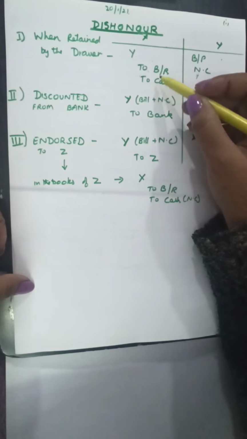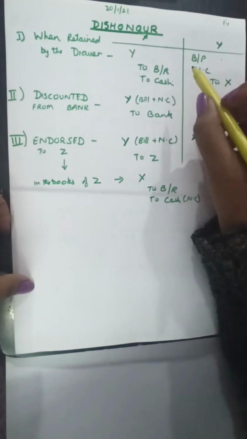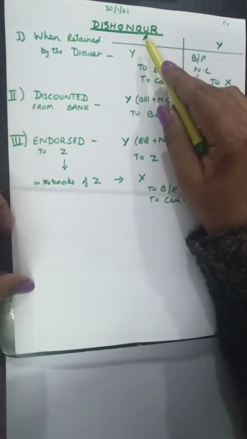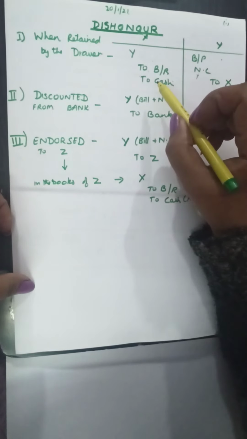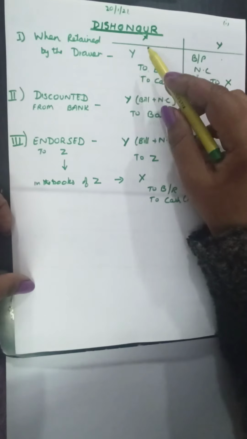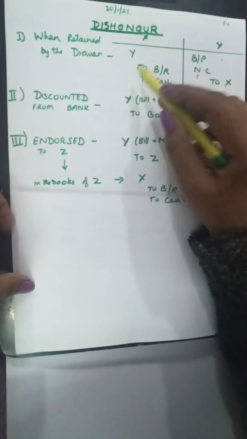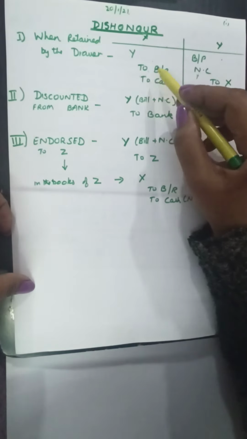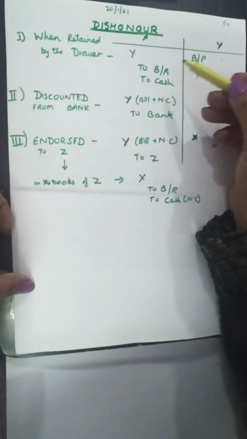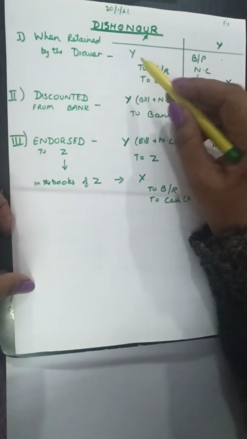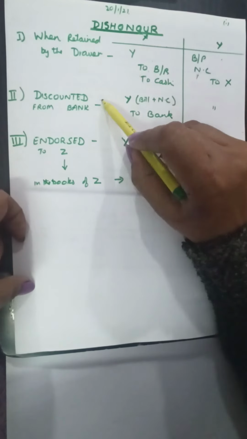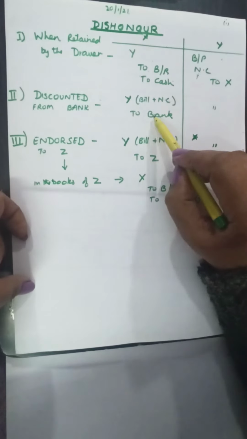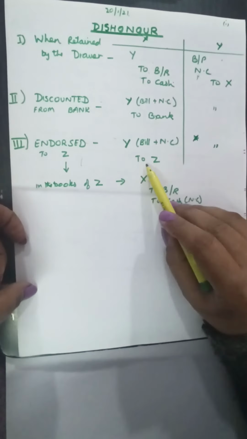Very simply again, always remember one thing: whenever the bill is dishonored, Y will be debited, the drawee will definitely be debited. When the bill is written, Y is always credited. When the bill is dishonored, Y will definitely be debited. And who will be credited? We will credit the one who holds the bill. In case it is retained by the drawer, we credit Bills Receivable. In case it is discounted with the bank, we credit the bank. In case it is endorsed to Z, we credit Z.